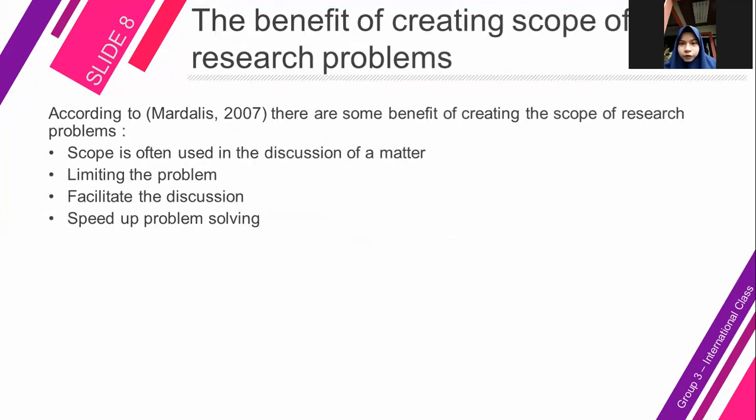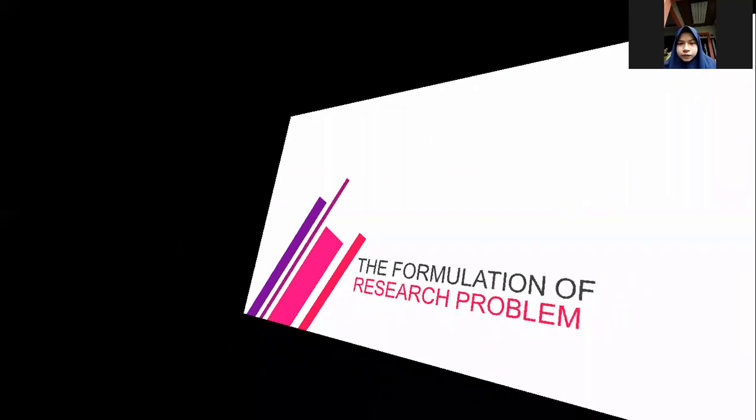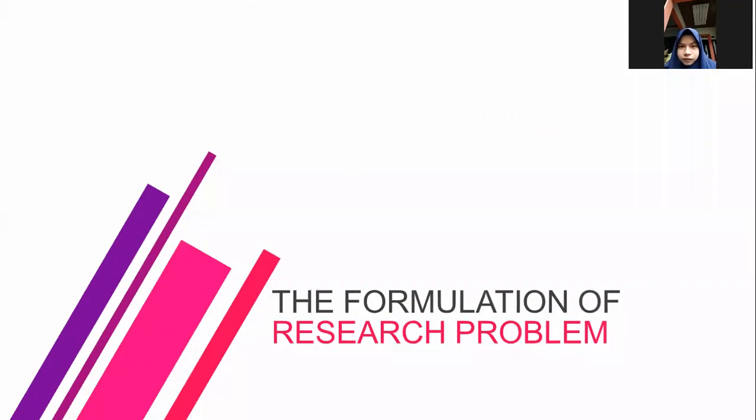And the benefit of creating scope of research problem, according to 2007, there are some benefits. The first is scope is often used in the discussion of a matter. Second, limiting the problem, third, facilitate the discussion, and the last is speed up the problem solving. Okay, that's all from me. Back to moderator. Okay, thanks to Devi. The next material will be explained by Rozla.